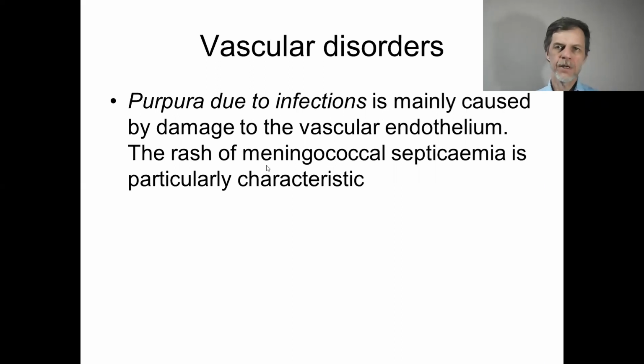Purpura due to infections, mainly caused by damage of vascular endothelium; rash of meningococcal septicemia is particularly characteristic. So in some infectious disorders, the immune system to fight bacteria produces immune complexes to eliminate bacteria. But in some cases, these immune complexes, so-called circulating immune complexes, may damage the patient's own vessels, causing bleeding. And this is not even a bleeding disease. This is a sign of the main disorder.